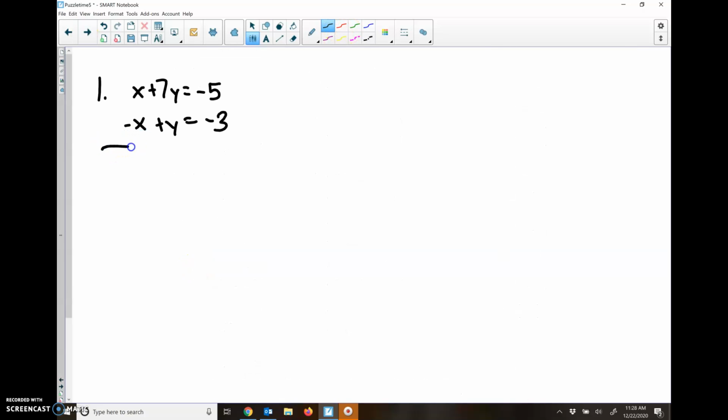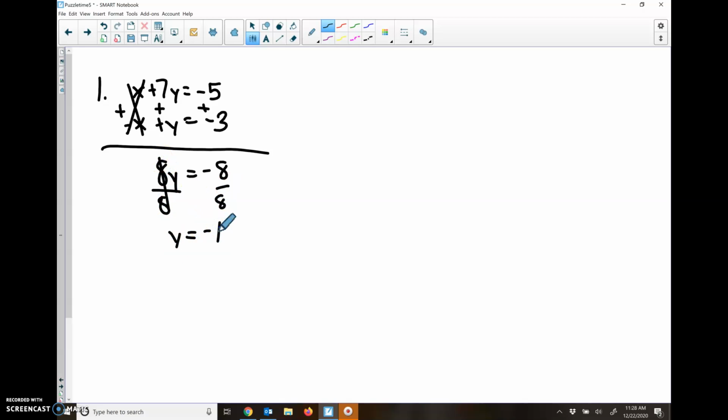So this one is set up for us already. Pretty nice. So I have x and then a negative x. So I'm going to need to add those to get it to eliminate. So remember, we want something to end up with being a 0x or a 0y. So first step we need to do is figure out if we're adding or subtracting. In this case, we would be adding. So x plus negative x gives me 0. 7y plus y gives me 8y. And then negative 5 plus a negative 3 gives me a negative 8. So if I divide both sides by 8 then, I figure out that y equals a negative 1.